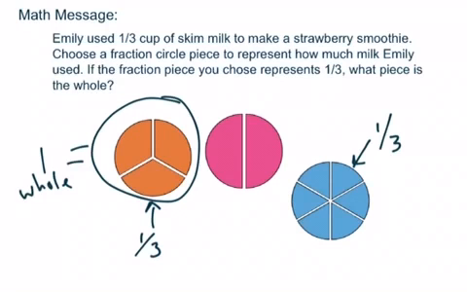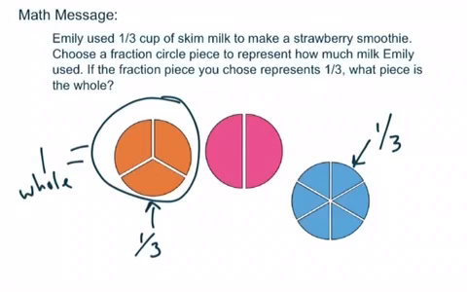Okay, so here's the math message. Emily used 1/3 cup of skim milk to make a strawberry smoothie. Choose a fraction circle piece to represent how much milk Emily used. If the fraction piece you chose represents 1/3, what piece is the whole? Those are the questions I want you to think about.